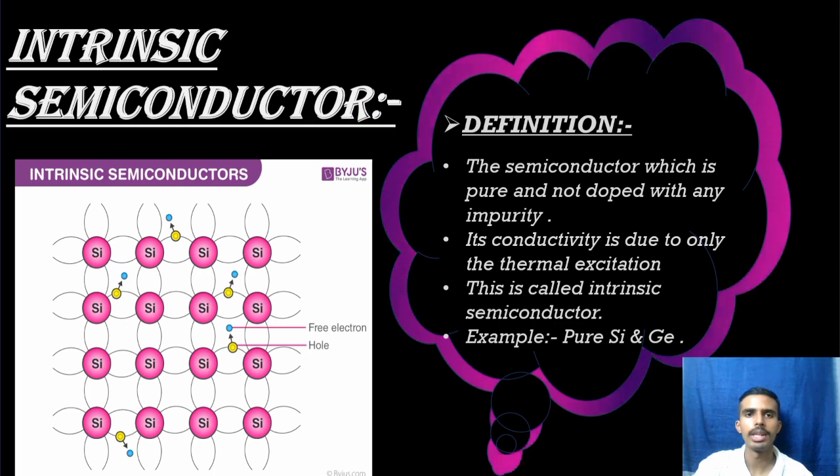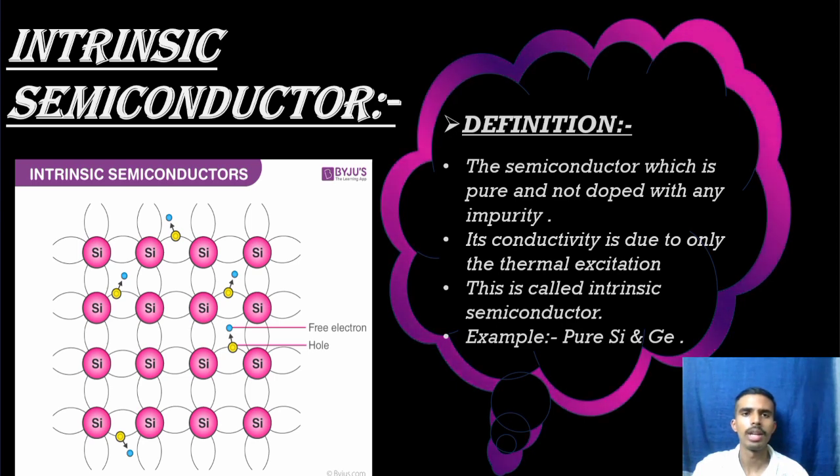So the next topic is intrinsic semiconductors. Before understanding intrinsic semiconductors, let us understand what semiconductors are. Semiconductors are materials which display the properties of both conductors and insulators. Their resistivity range lies between 10 to the power minus 6 to 10 to the power 8 ohm meter. Semiconductors are classified into two categories, that is extrinsic semiconductors and intrinsic semiconductors.